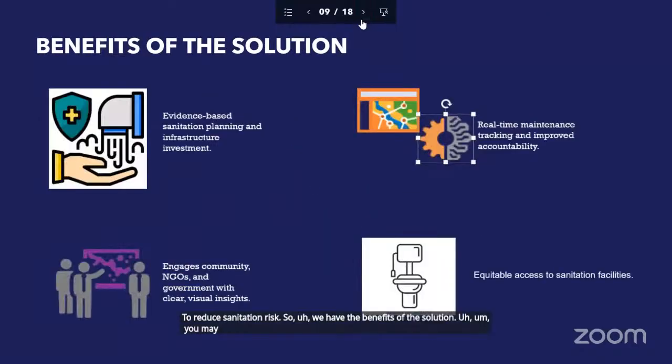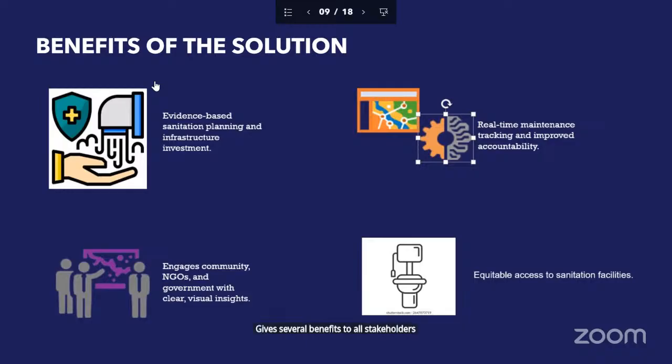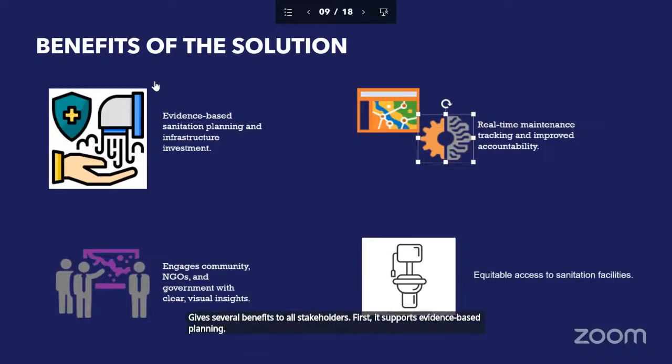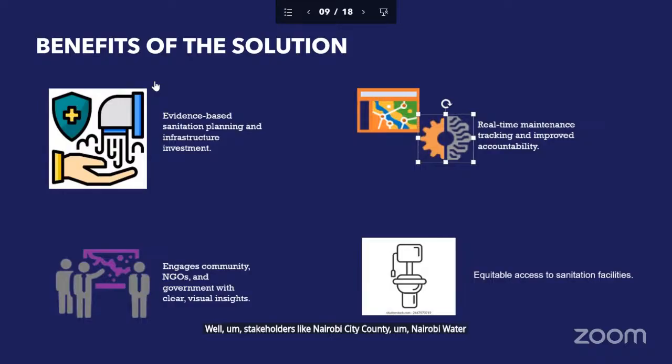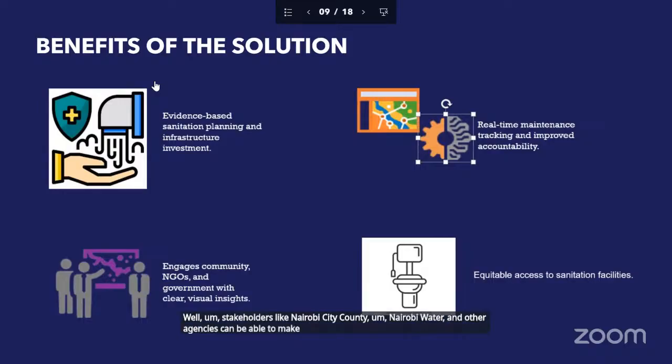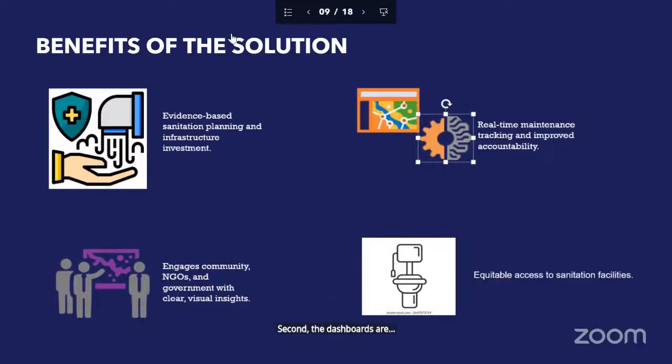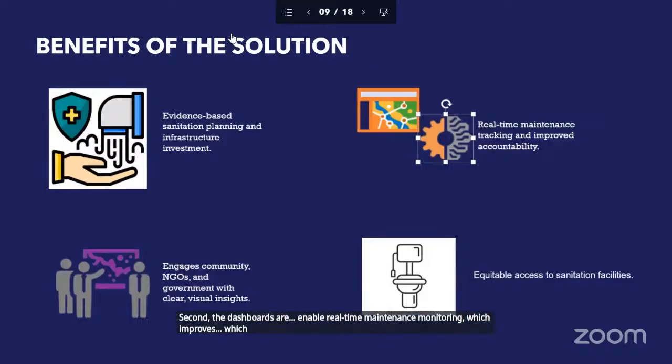So we have the benefits of the solution. You may ask, what are the benefits of this solution? These solutions offer several benefits to all stakeholders. First, it supports evidence-based planning, where stakeholders like Nairobi City County, Nairobi Water, and other agencies can make smarter infrastructure investments because decisions are backed by reliable data. Second, the dashboards enable real-time maintenance monitoring, which improves accountability and ensures issues like choke points are addressed.